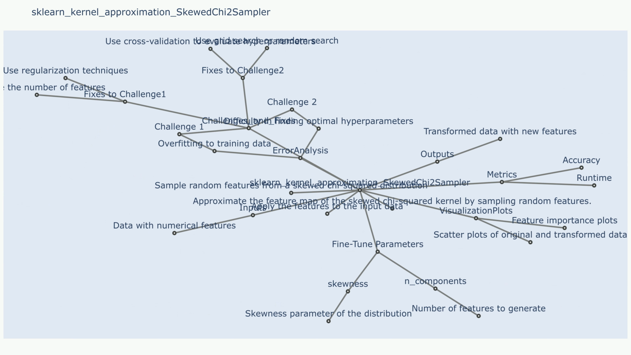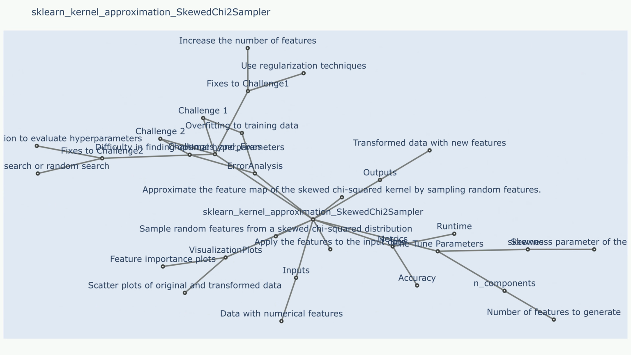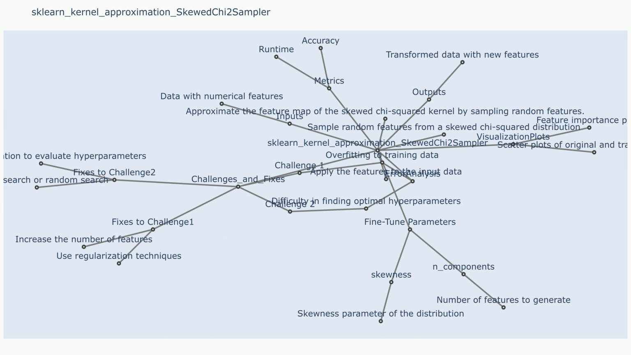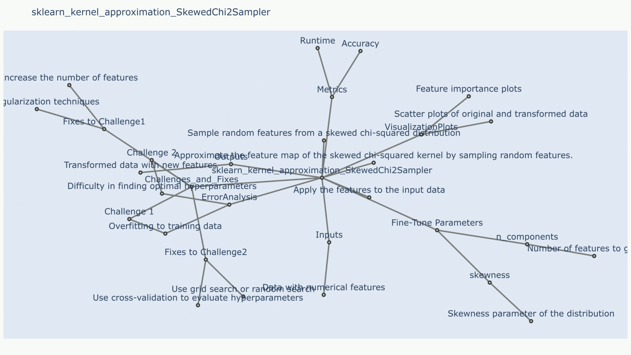Outputs. X new. This is the transformed data, which represents the approximated feature map for the input data. Each row in X new represents the transformed feature vector for the corresponding row in the original input data X. Steps. Feature extraction. The skewed Chi2 sampler extracts a set of features from the input data X, which are used to approximate the feature map of the chi-squared kernel. Feature transformation. The extracted features are then transformed using a specific mathematical function, which approximates the chi-squared kernel function.